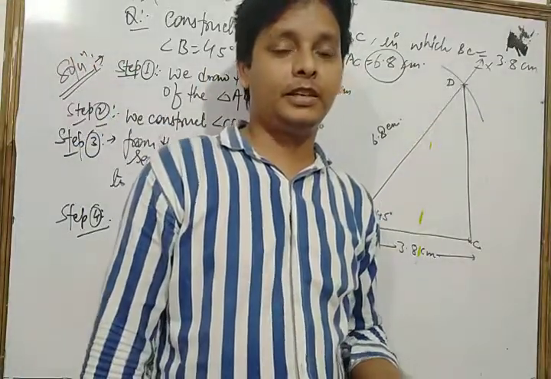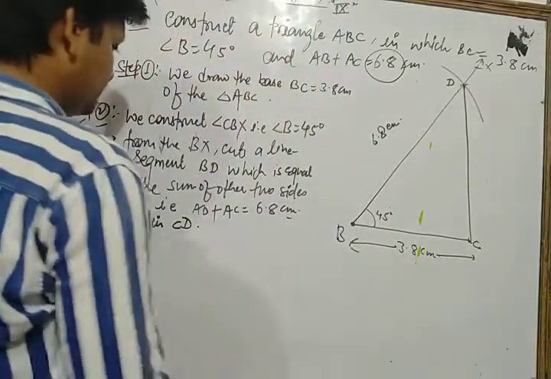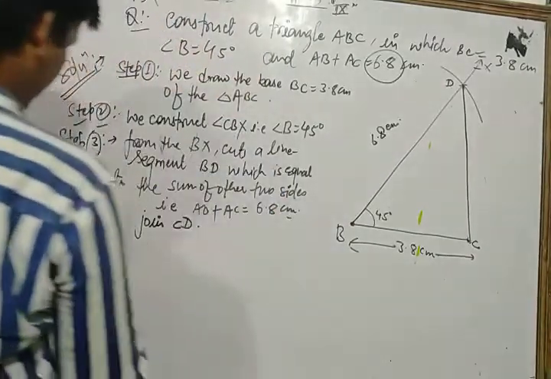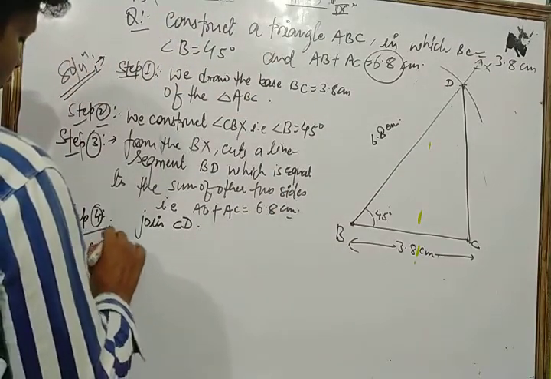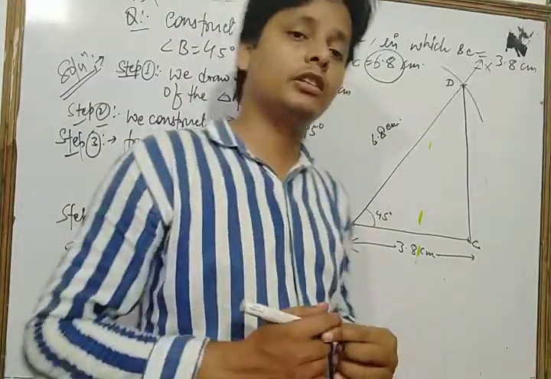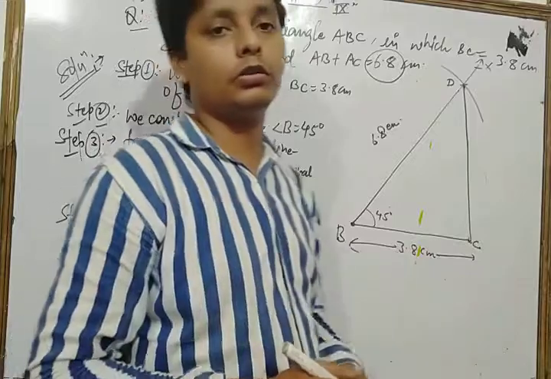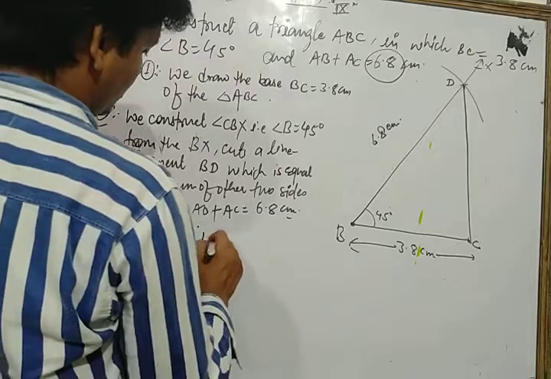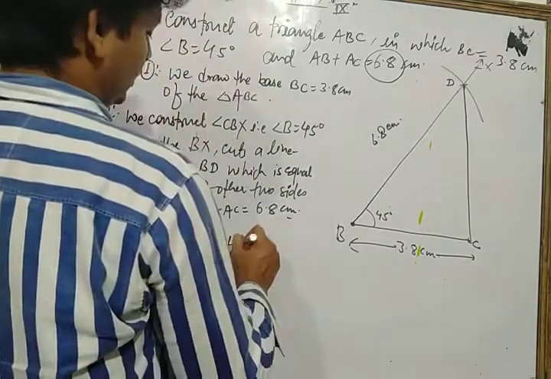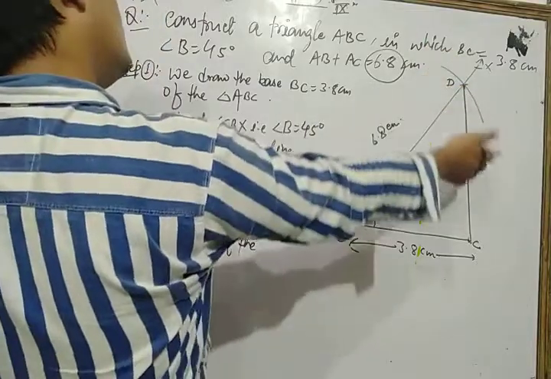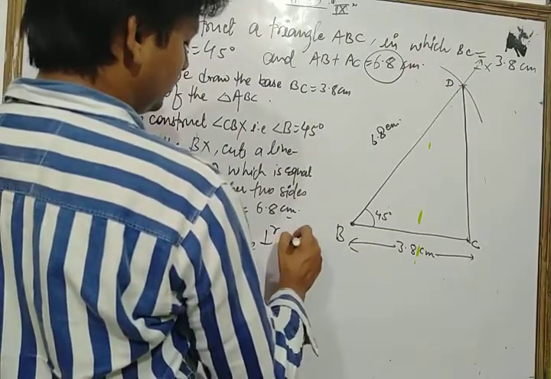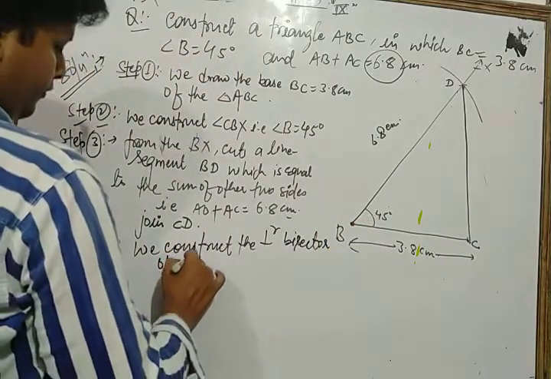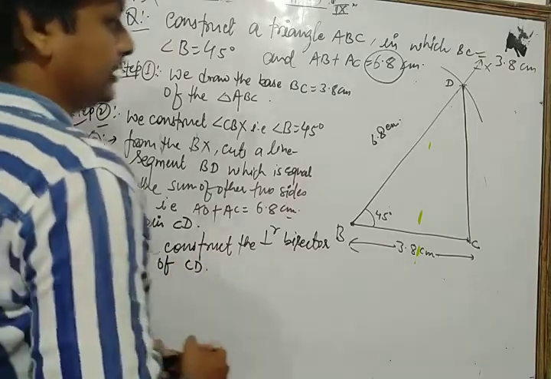In next step, dear student, let's see what we do. Step 5. We construct the perpendicular bisector of CD. Let's see.